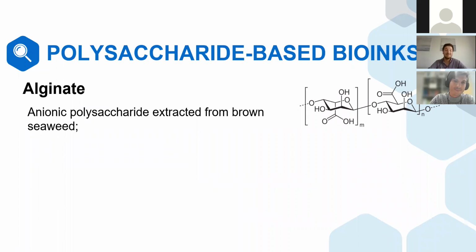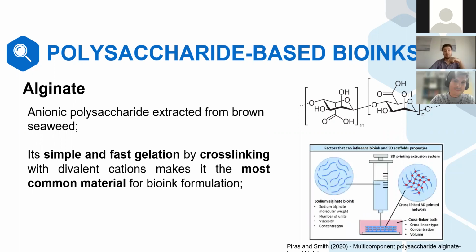And so we cannot talk about 3D bioprinting and about polysaccharide-based bioinks without talking about alginate. Professor João has talked a bit about it. I won't dive too deep, but we all know that alginate is an anionic polysaccharide extracted from brown seaweed. And what's very interesting about alginate is its simple and fast gelation when we use its ability to cross-link with divalent cations, making this the most common material for bioink formulation.